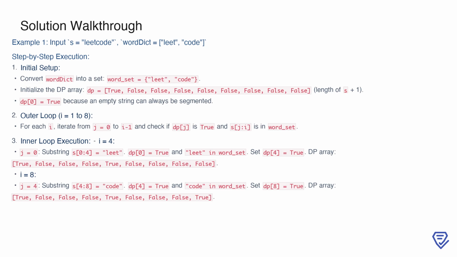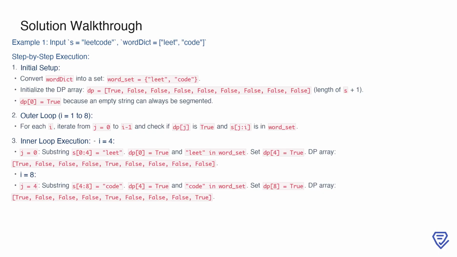We start with the input string "leetcode" and the word dictionary containing "leet" and "code". First, we convert the word dictionary into a set for faster lookups, resulting in word_set equals {leet, code}. Next, we initialize a dp array with a size equal to the length of the string plus 1. This array is used to determine whether the substring up to each position can be segmented into valid words. Initially, dp[0] is set to true since an empty string is always segmentable.